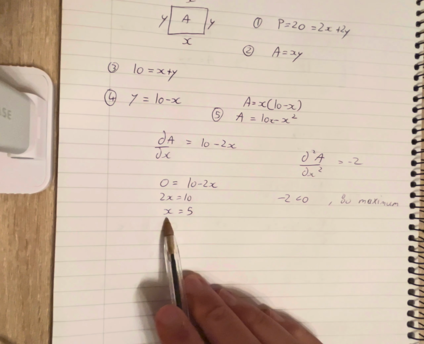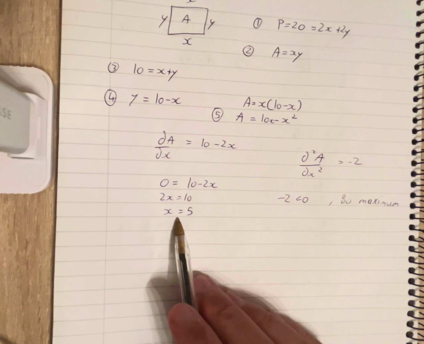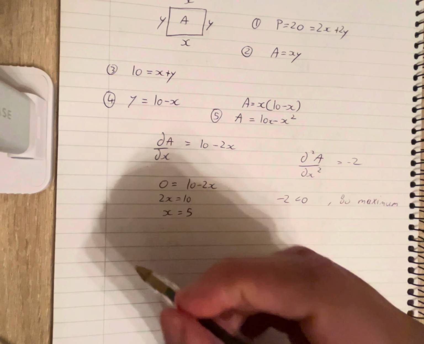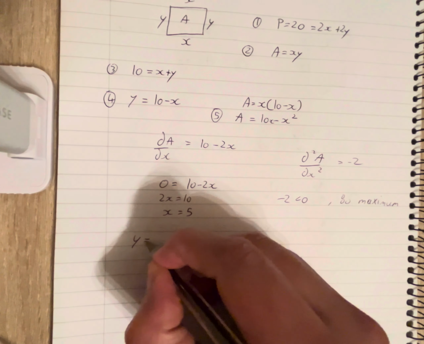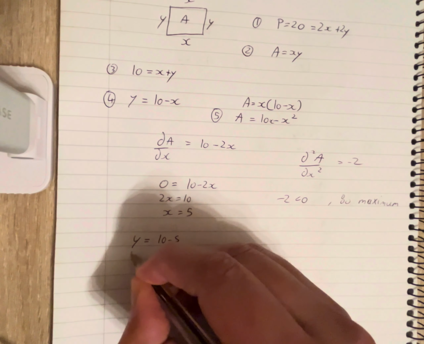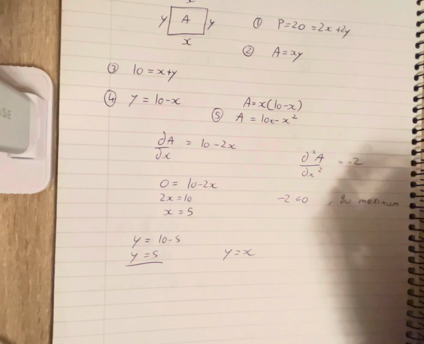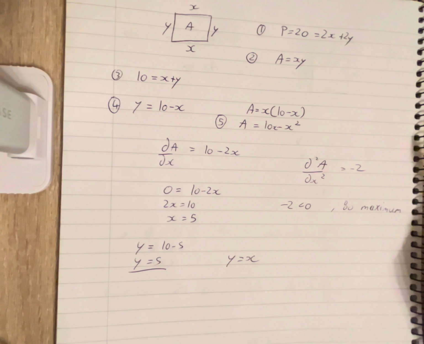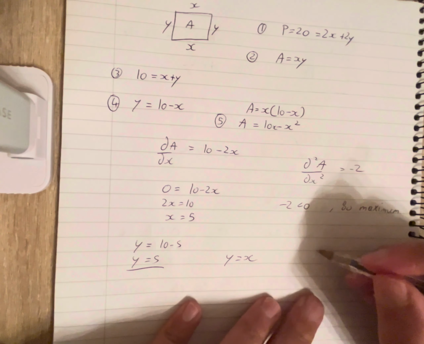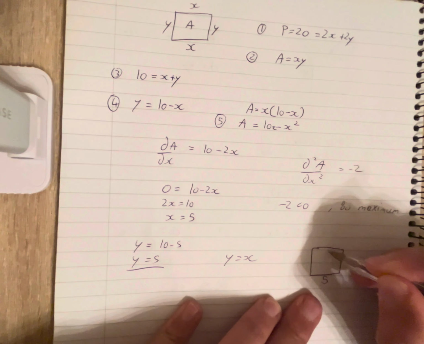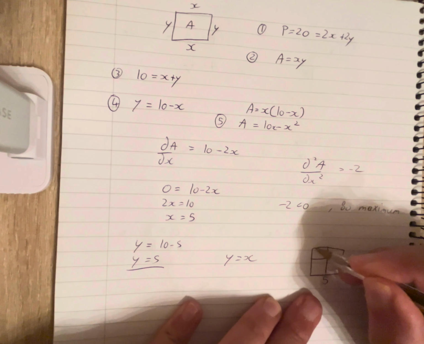Okay, so now we know the width, or the length, whichever one it is, is 5. You can just plug that into this equation up here. So we get y equals 10 minus 5. So y equals 5. Right, so we found out that y actually equals x. And our window is in fact just a 5 by 5 square. Draw some curtains as well.